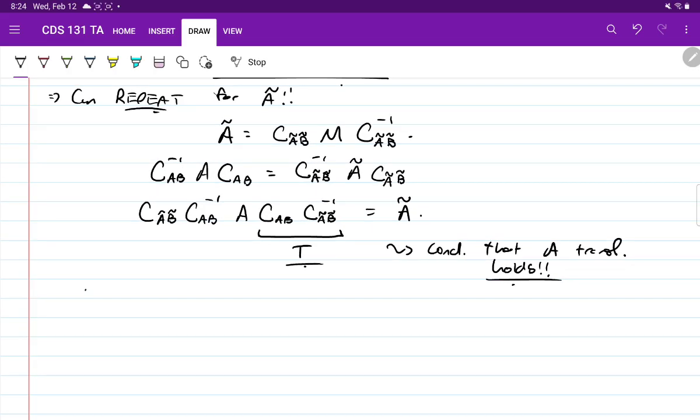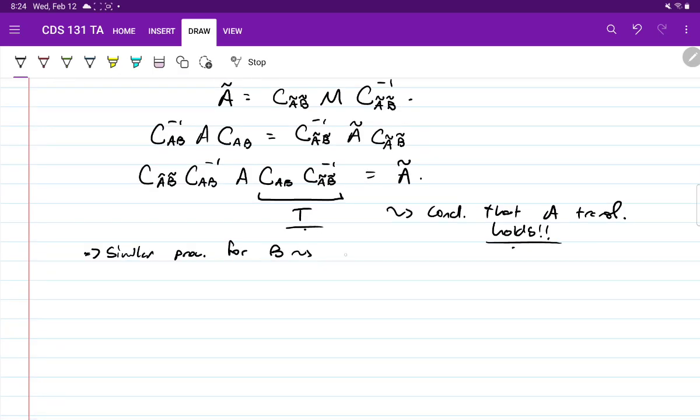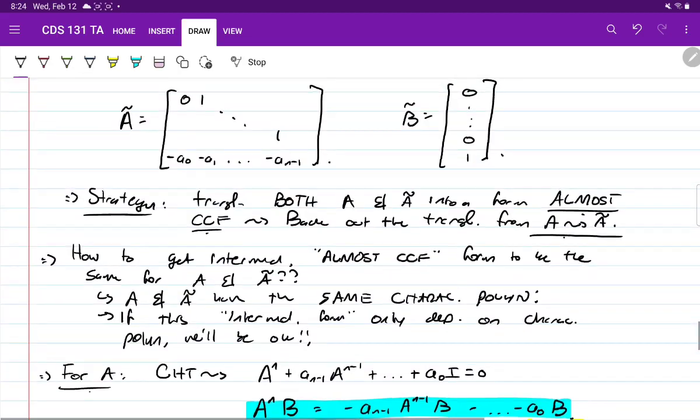Now we could do a similar process for B to show that, in fact, we have T inverse times B is equal to B tilde. Okay? So that completes the forward direction of this.